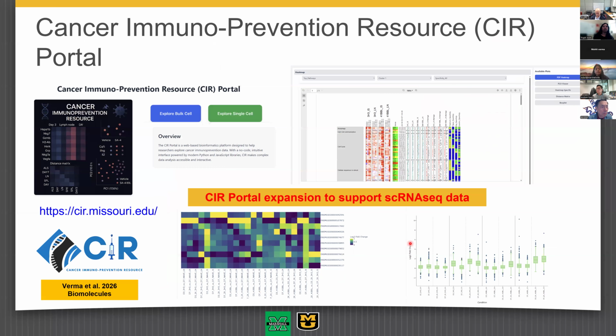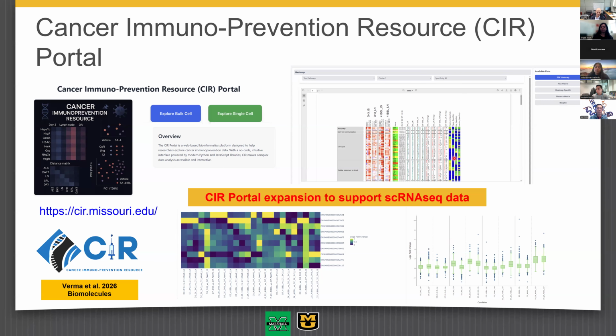So the bulk part of this is already published, and you'll see every time a yellow box with the citation in it. We also developed this CIR portal where the bulk part is already functioning and the single cell part is being thrown into it right now, but where users, not only our collaborators, but everybody in the world can go to this portal because there are others working on immunoprevention and they can actually upload their data or they can come and look at the data that this project generated and how it might compare or how they can benefit from accessing these results.